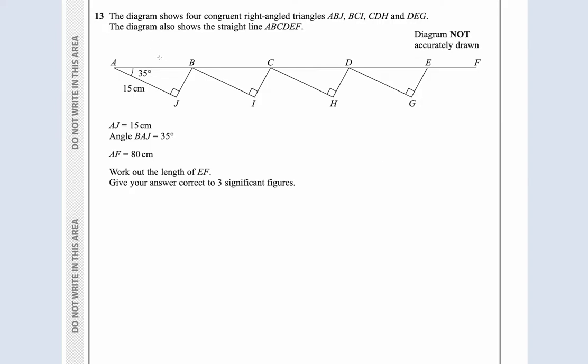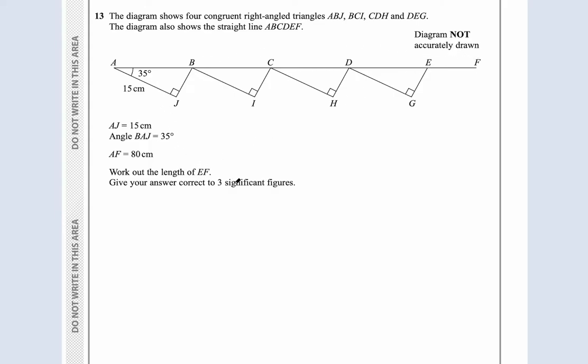Okay, question 13. The diagram shows four congruent right angle triangles, so that means they're the same. So these four triangles are the same. And it shows a straight line. Then it says, this is 15, this is 35, and the total length is 80. Work out the length EF, this length here.